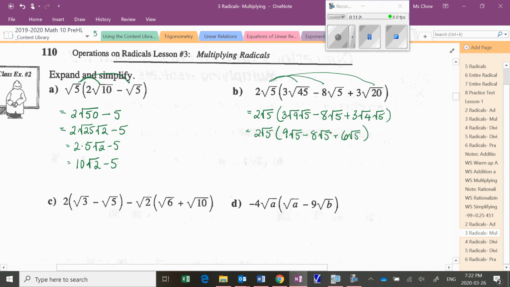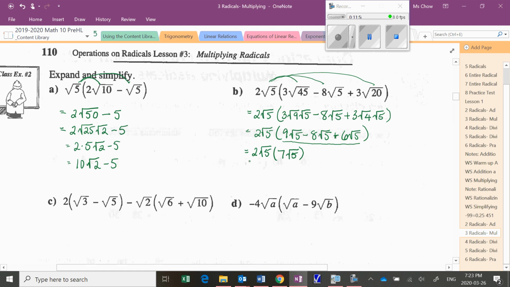And look at that. I mean, even before, this is where you don't go into autopilot. So yeah, I could distribute, or wait a second, in brackets right here, these are all like terms that I'm adding and subtracting. So why not just combine all of those like terms before we multiply? So then we've got 2 root 5, 9 root 5 minus 8 root 5, it's just 1 root 5, plus 6 root 5, so that is 7 root 5. And look at how easily and how much simpler that got.